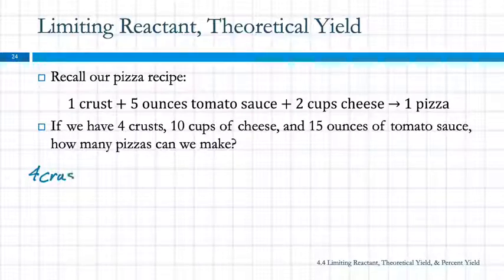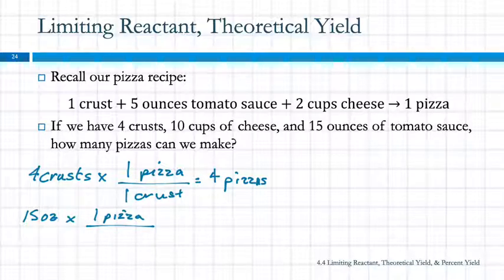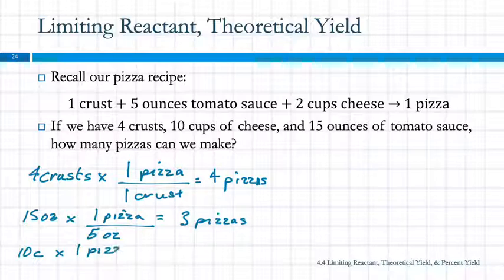If I have 4 crusts, I can get 1 pizza for every crust, right? So that's 4 pizzas. And I've got 15 ounces of sauce. And I get 1 pizza for 5 ounces. So that's how many pizzas? 3 pizzas. And the 10 cups of cheese, 1 pizza takes 2 cups of cheese. So that would make 5 pizzas. So I can make 4 plus 3 plus 5 pizzas, right? No, that's silly.